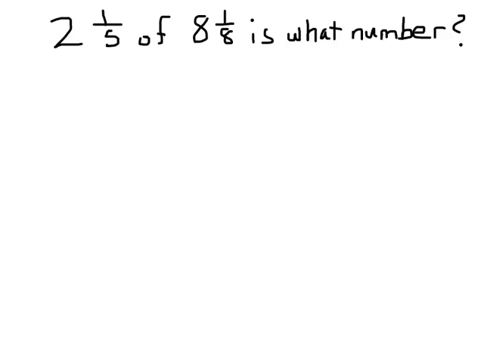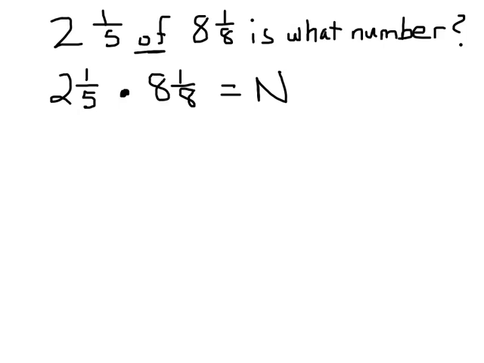Let's look at this one. 2 1/5 times 8 1/8 is what number? Alright, now here we already have n by itself, so we really just have to do the math. But you see how I've taken the words of, is, and what number, and I have made an equation out of those. So let's go ahead and solve this.